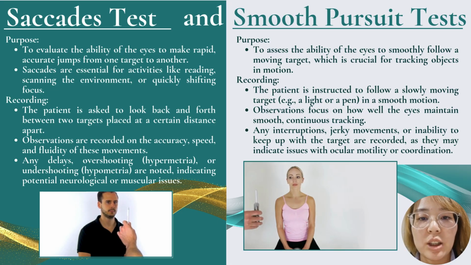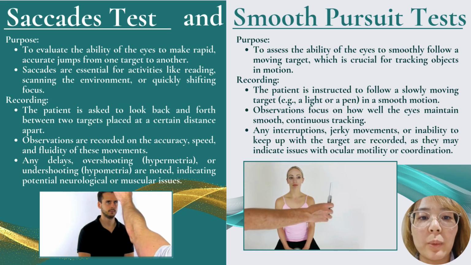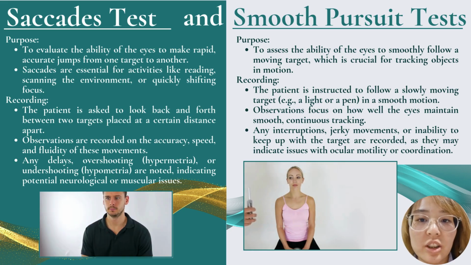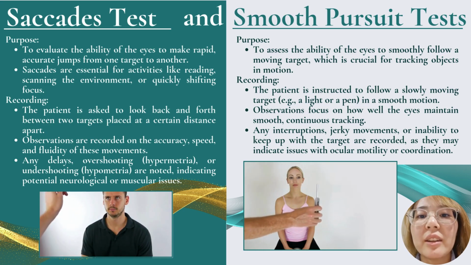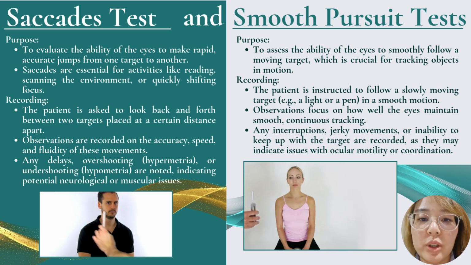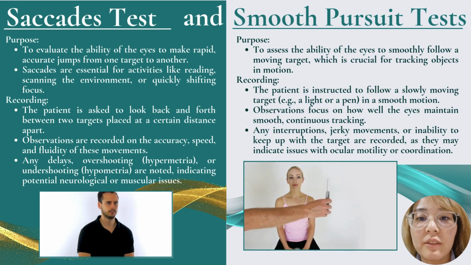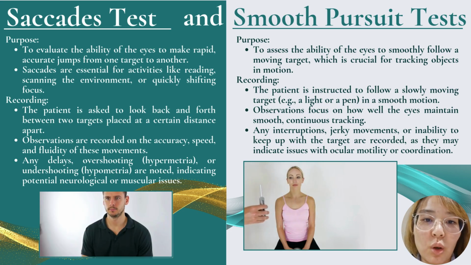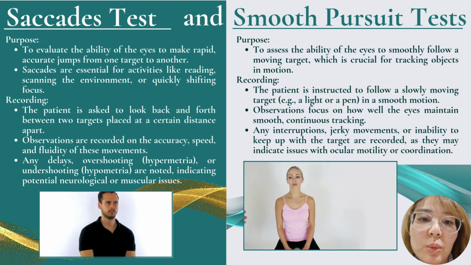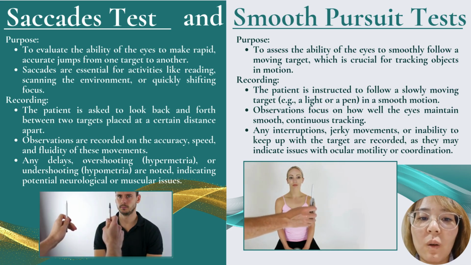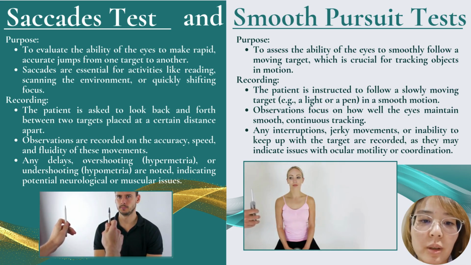Now, let's discuss two tests that evaluate how well the eyes move when shifting focus and tracking objects: the saccade test and the smooth pursuit test. These tests give us insight into ocular motility and coordination, which are crucial for everyday tasks like reading or following moving objects.